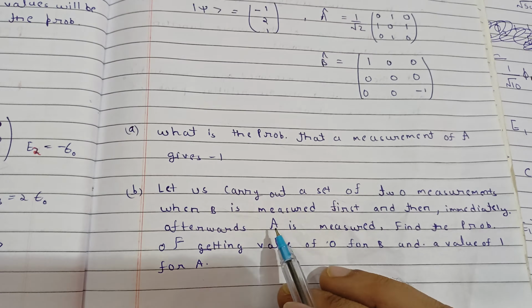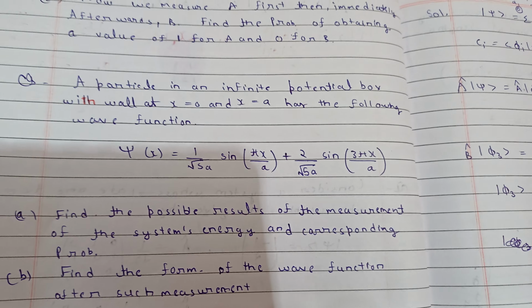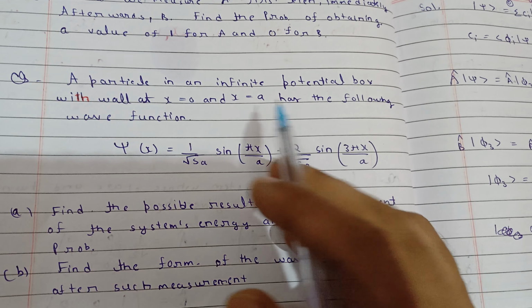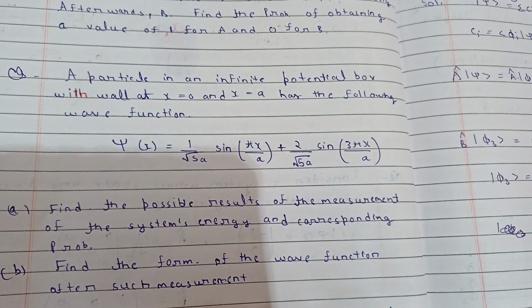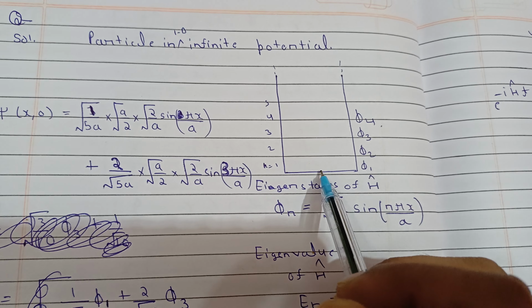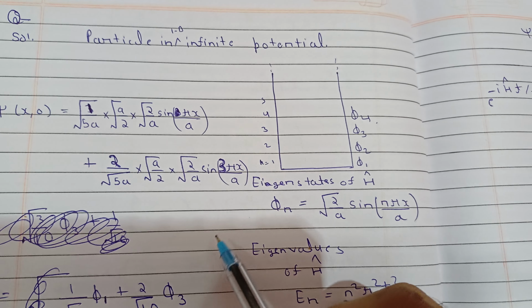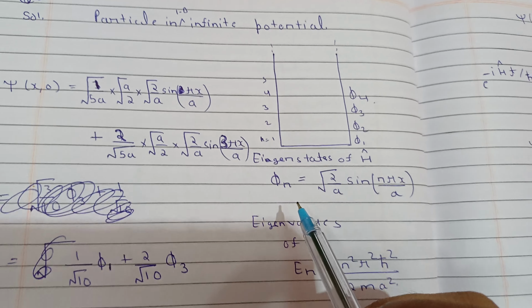A particle in an infinite potential box with walls at x equal to 0 and x equal to a has the following wave function. So the wave function is given for the infinite potential box. We will study this in detail, but now let's see what we can do. Corresponding to the particle in an infinite potential box, this is the wave function you actually get. There is a potential well, and there will be many eigenstates. So corresponding to any eigenstate, this will be your eigenstate.